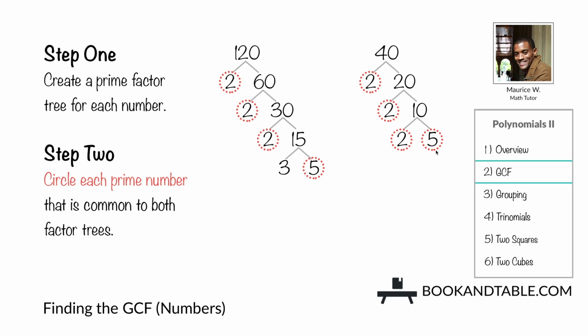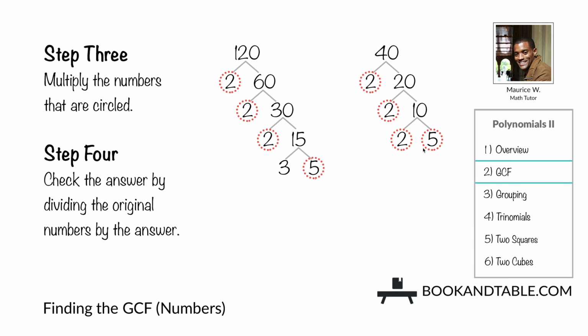And now that you've circled each prime factor that is common to both, the third step is to multiply these numbers in one of the factor trees. You don't need to multiply it twice. Multiply the prime factors circled in one of the trees to find the greatest common factor. So the greatest common factor is going to be equal to 2 times 2 times 2 times 5.